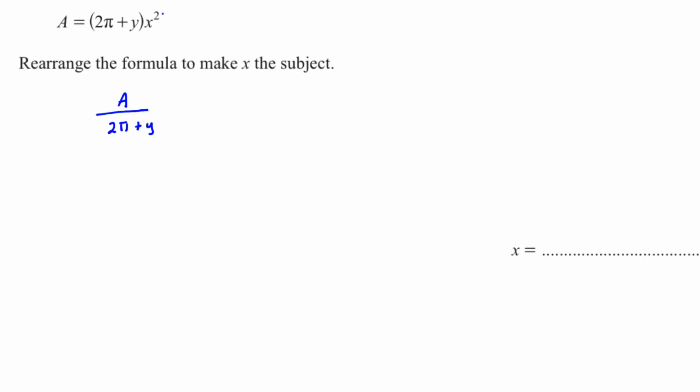And we have a square here. So when we write it, we can write it as square root a over 2 pi plus y. Whenever there is a square and you move it to the other side as a square root, you have to change the signs and make it plus and minus.